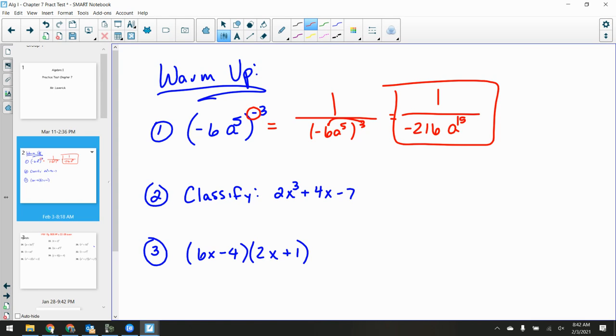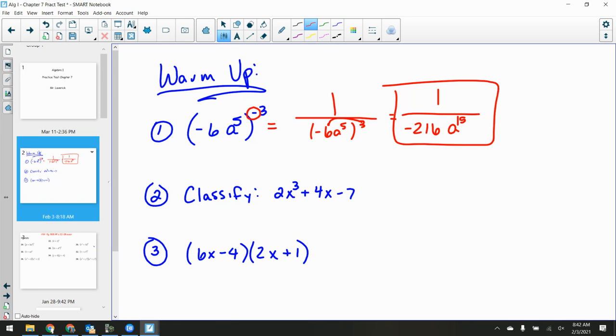All right, yes, you will have to classify on tomorrow's test. So let's kind of go over what those are, right? What do you call something that's a one term? Monomial. 2 terms? Binomial. 3 terms? Trinomial. Anything beyond that? Polynomial.